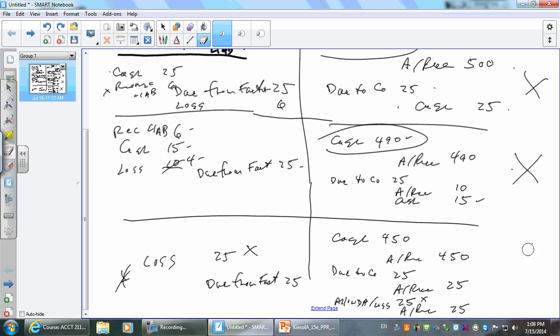What are they entitled to? $485, right? Yeah, they're supposed to get 485, aren't they? They're 15 short, so they were supposed to collect everything. So what would they do? And what would we do? What would happen to the factor? They receive cash of $450, right? Accounts receivable goes down by $450.